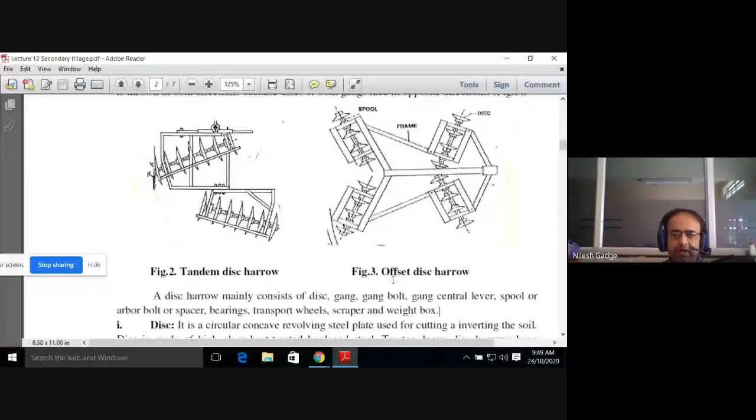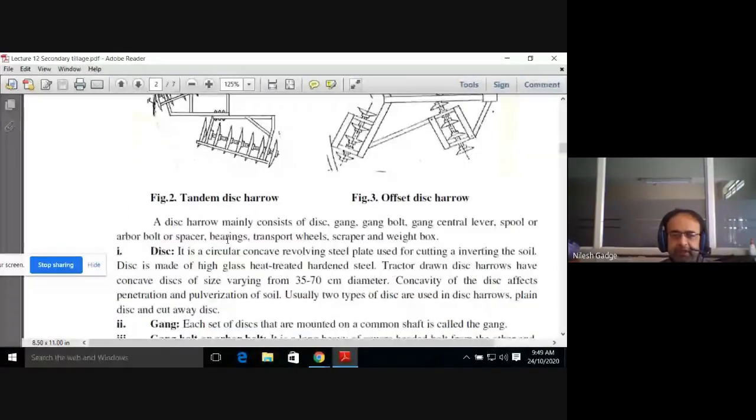It is already asked in the MCQ. Offset disc harrow is used in orchards or gardens. Orchards and gardens madhe apan kontha offset disc harrow vaparto te lakshat thevle paije. Disc harrow mainly consists of a disc, gang, gang bolt, gang control lever, spool.